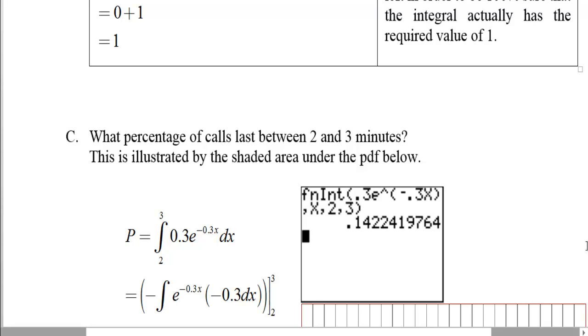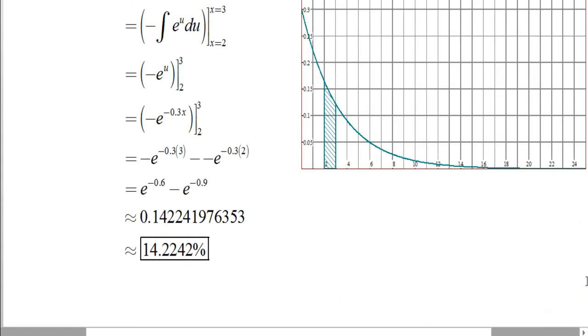What percentage of calls last between 2 and 3 minutes? The probability that x is between 2 and 3 is the integral from 2 to 3 of that PDF. Okay, and again, you can see me working out the details, the same process of finding the same antiderivative. I could have skipped down to here since I already knew the antiderivative. Plug in 3 and 2, and we get this expression, e to the negative 0.6 minus e to the negative 0.9, and that works out to be about 14.224.